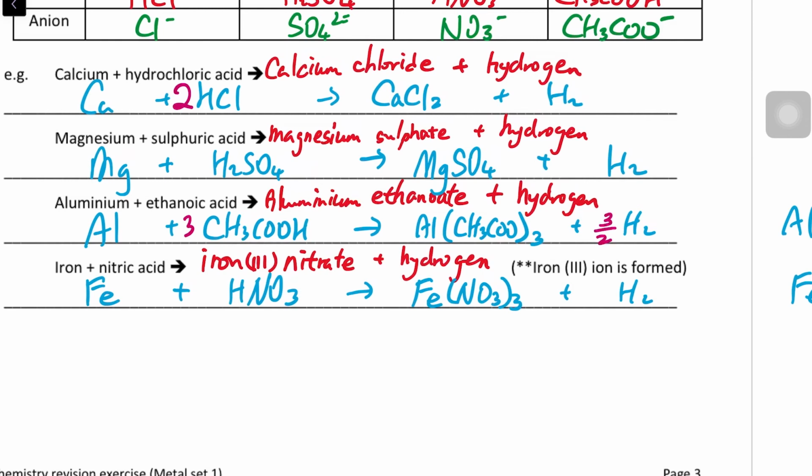It doesn't look good. Okay, even though it's correct, it doesn't look good because in DSE, you are not allowed to write a fraction as a coefficient. Okay, so we should multiply the whole equation by 2. Okay, so this one becomes 2, and this one becomes 6, and finally, this one becomes 3. Now it looks good.